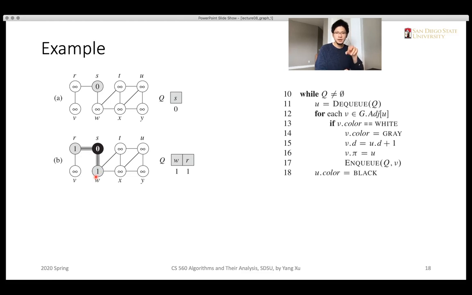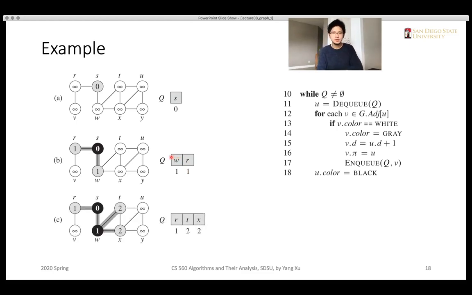Okay, and then W and R are enqueued to the Q. And then finally the color of S will be painted black, because all of its adjacent vertices are visited. So this is just the first iteration of the while loop, and starting from the next iteration of the while loop, the new head of the Q will be dequeued.